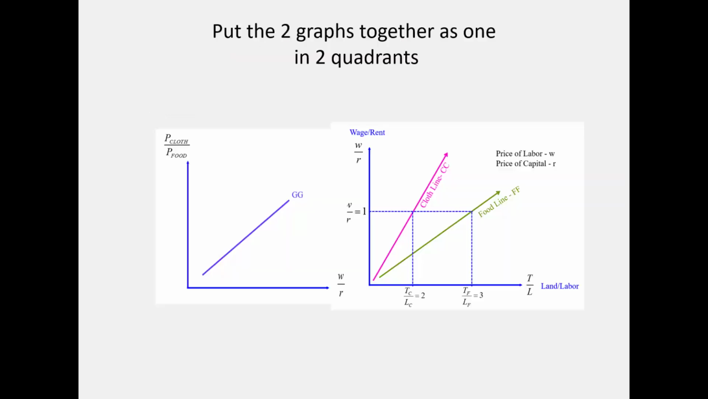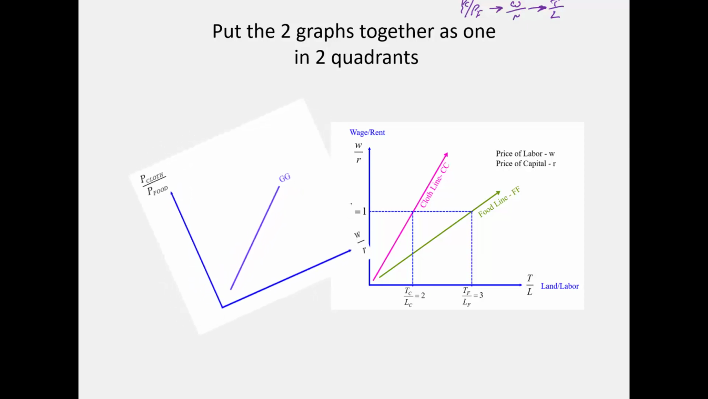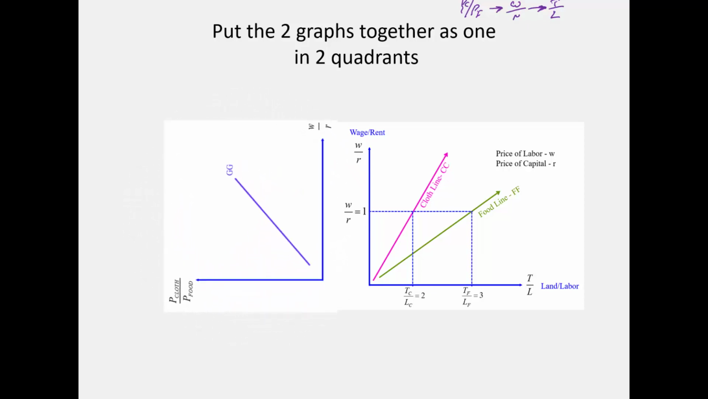Now, the two graphs have a variable that is common, wage by rental ratio. So how about we share this axis? Turn our first graph such that the two graphs have the same y-axis, which measures W by R. Why are we doing that? In the same graph, we can then answer how that changes the land by labor ratio for the two sectors. So let's do that. We are adjusting our first graph such that on the y-axis we measure W by R.